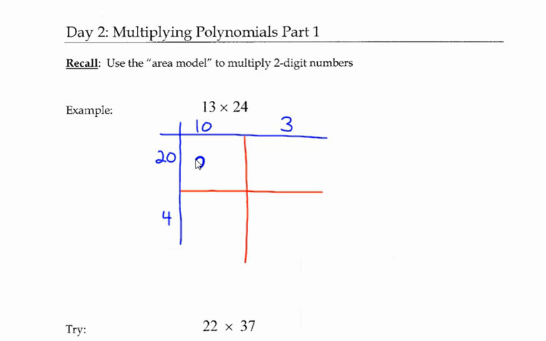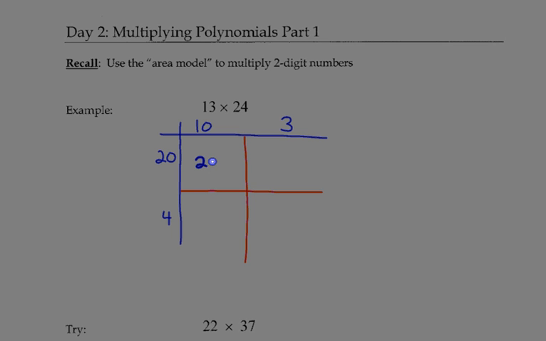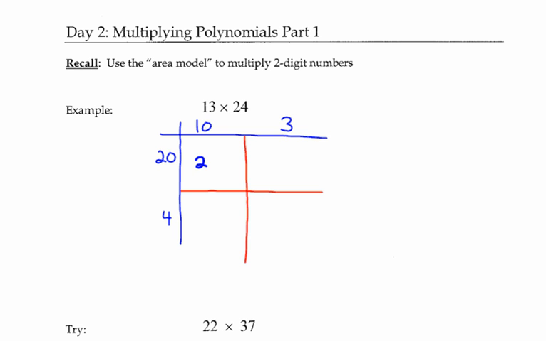So 20 times 10 is 200. Oops, wrong pen. So 20 times 10 is 200. 4 times 10 is 40. So we're multiplying 10 times 4 to get the 40. Now we're going to multiply 3 times 20 to get 60 in this box. And last, to get the last box, that would be 4 times 3. 4 times 3 is 12.